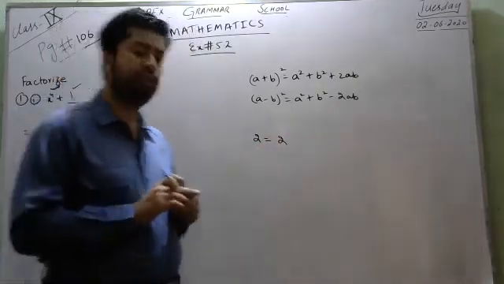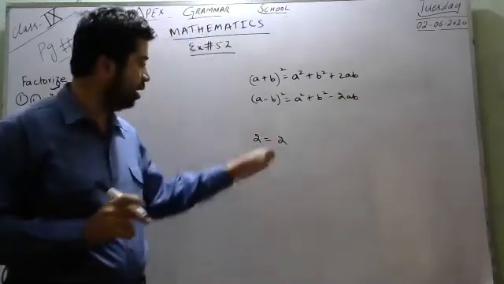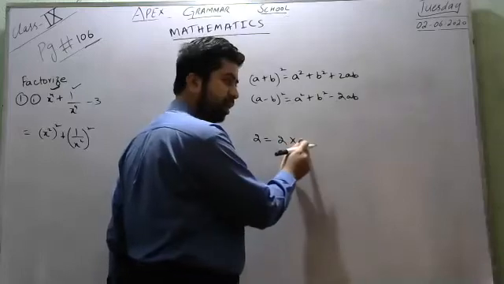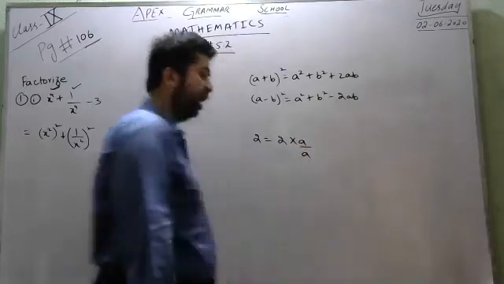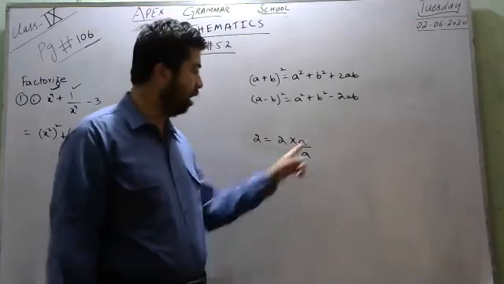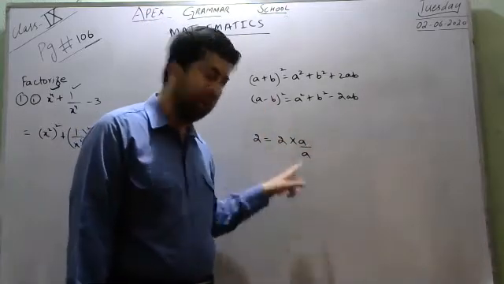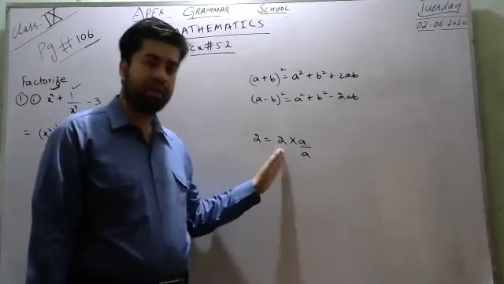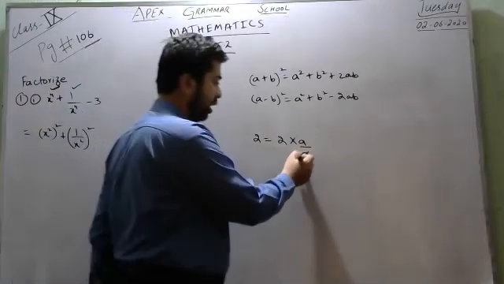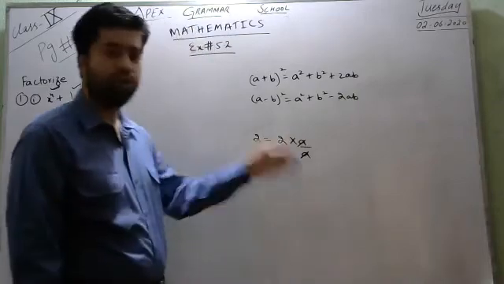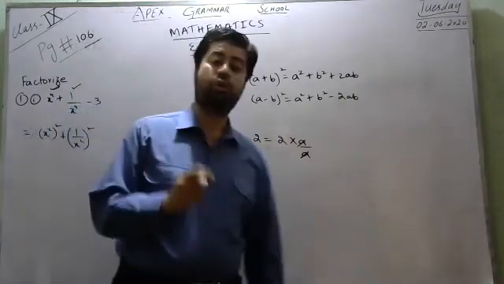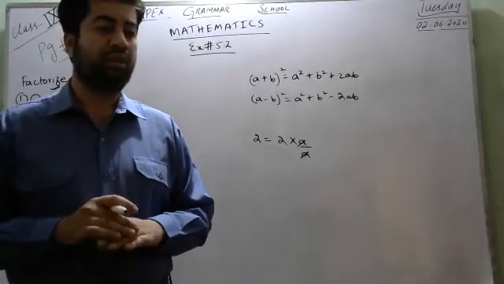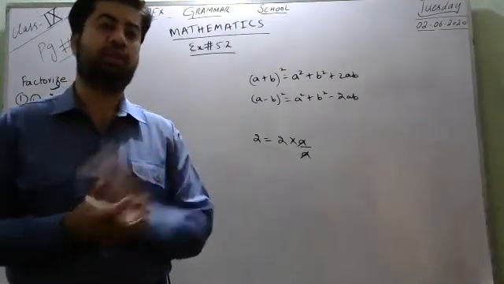But if I multiply this 2 with a and also divide it by the same a, is this thing equal to this one? Yes, it is also equal to that. This a will cancel with this a. Again, 2 is equal to 2. So you can do anything within rules and regulations that does not affect your mathematics question.